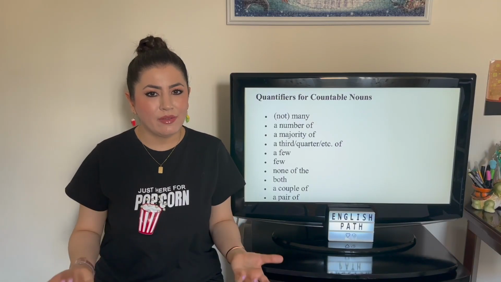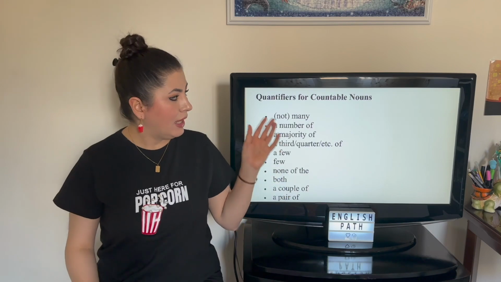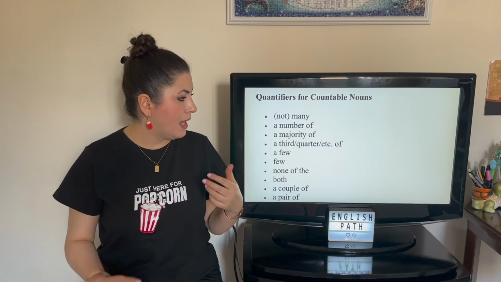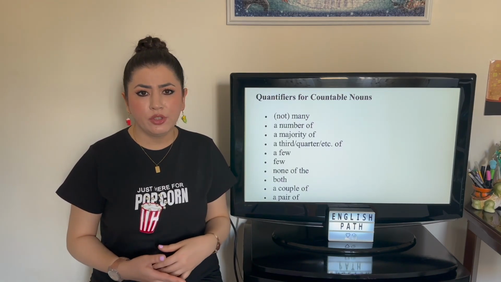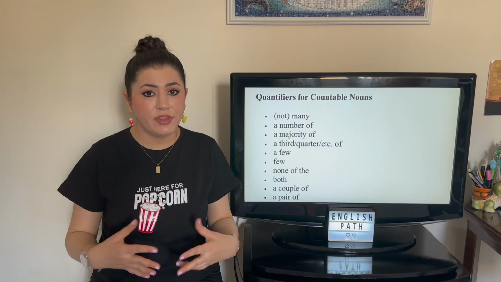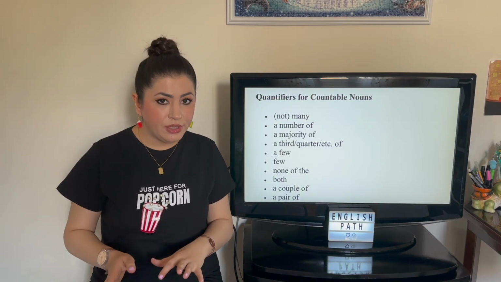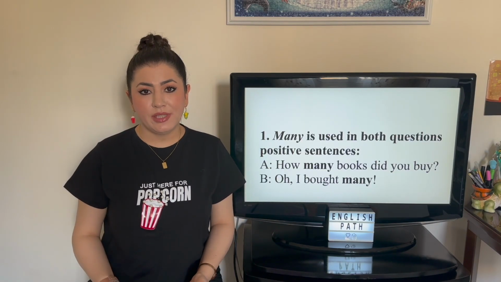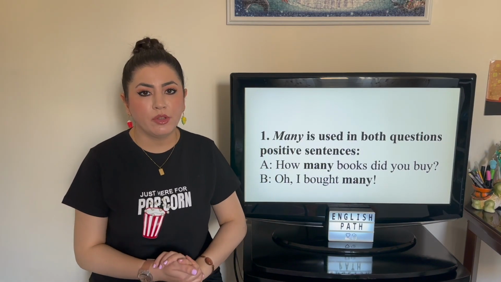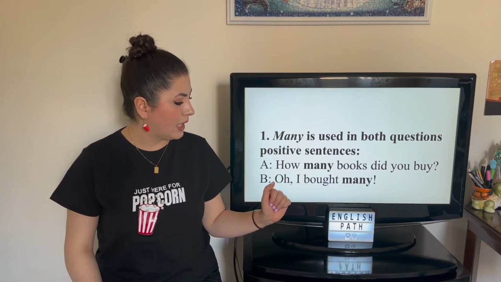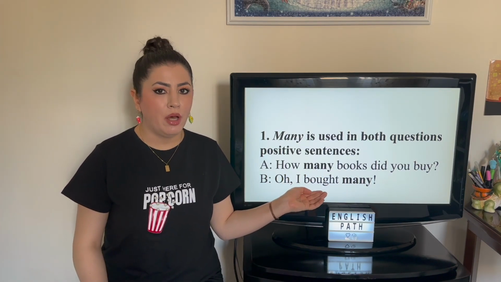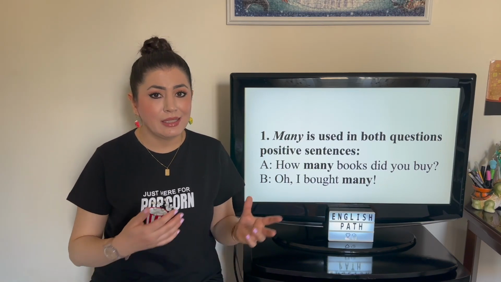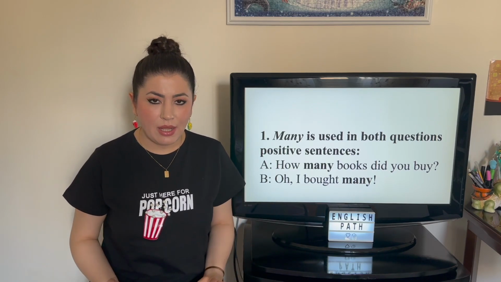To talk about amounts of things, we need quantifiers. Here are the quantifiers used for countable nouns. Many or not many, a number of, a majority of, a third, quarter, etc. of, like a fifth of, a few, none of the, both, a couple of, and a pair of. Notes to consider. Many is used in both questions and positive sentences. Like, how many books did you buy? Oh, I bought many, or I bought many books. I didn't mention books because it is clear from the context what noun I'm referring to.